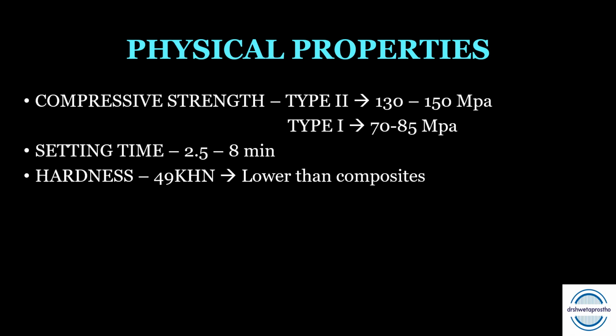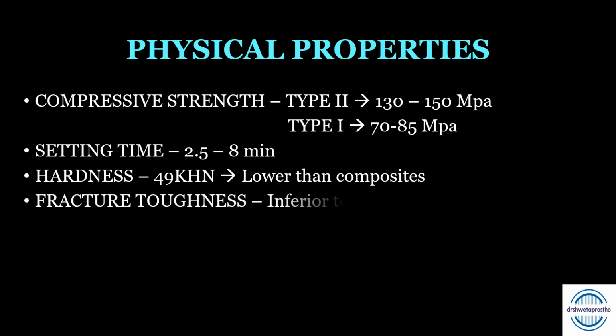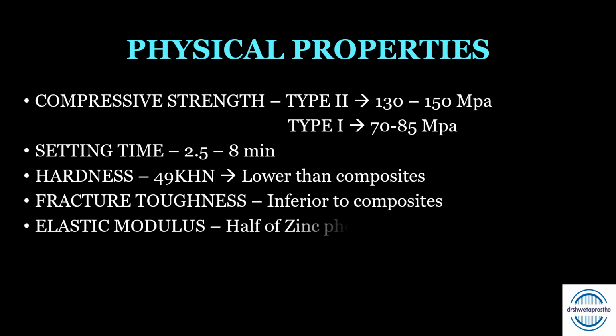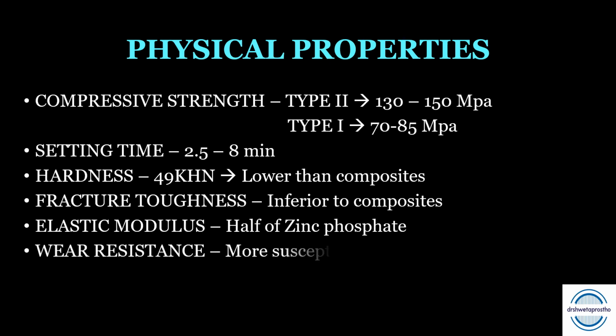Now, next comes the fracture toughness. Fracture toughness is again inferior to the composites. Elastic modulus is 7.3 GPa, which is almost half of the zinc phosphate cement. And at last, a very important property, wear resistance. Glass ionomer cements are susceptible to toothbrush abrasion and occlusal wear as compared to the composites. The film thickness for the luting and the base and liner is around 25 micrometer.